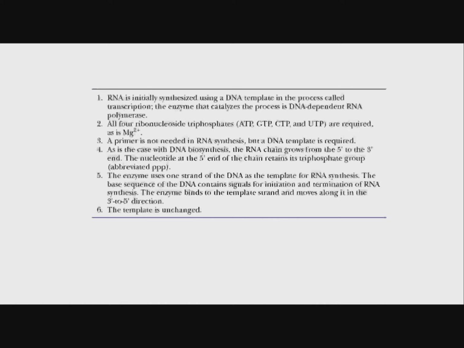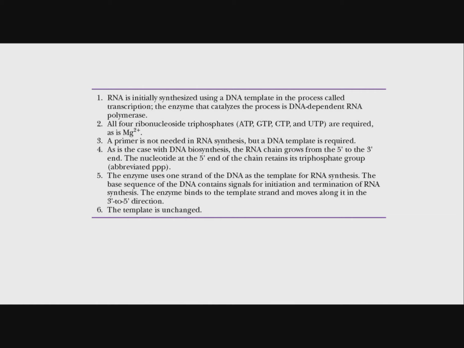Some of the general features in RNA synthesis are that RNA is synthesized from a DNA template. All four ribonucleoside triphosphates are required, as is magnesium 2+. We saw the same during replication with DNA. In this case, a primer is not needed to start RNA synthesis, like we needed an RNA primer for DNA polymerase in the last chapter. But the DNA template, of course, is required.